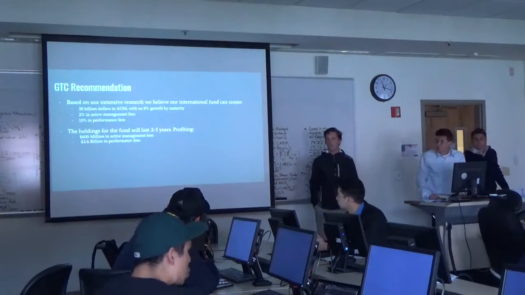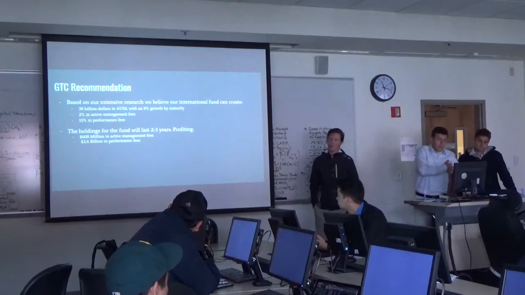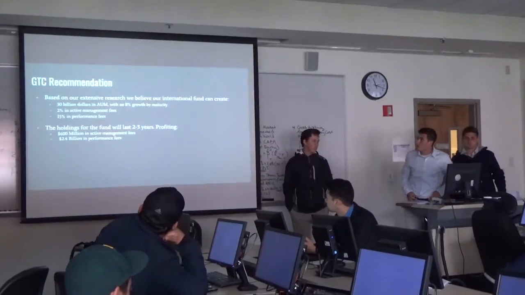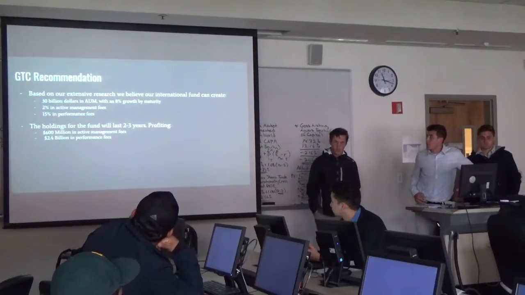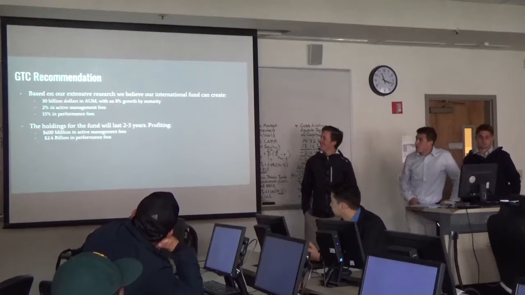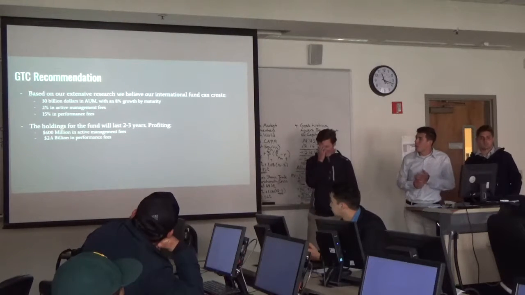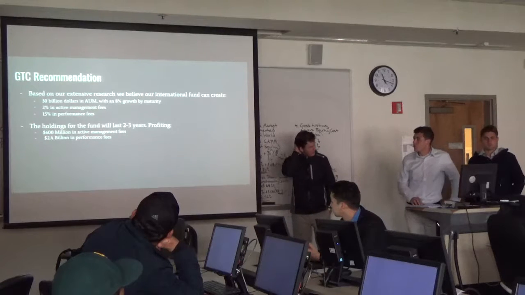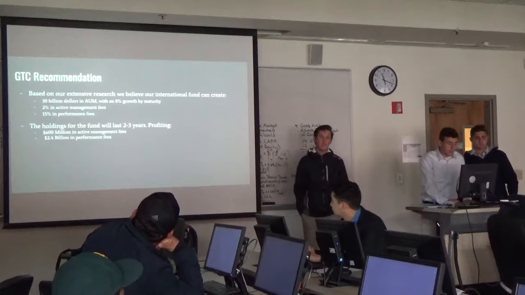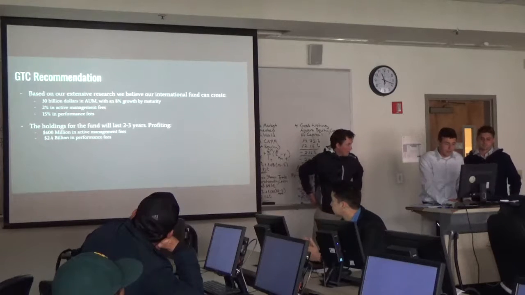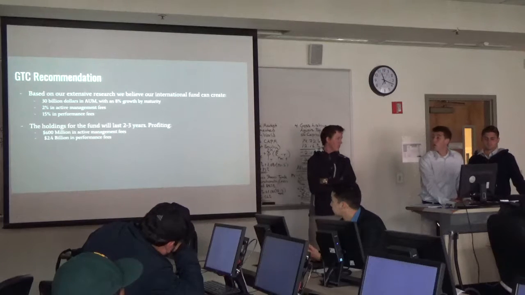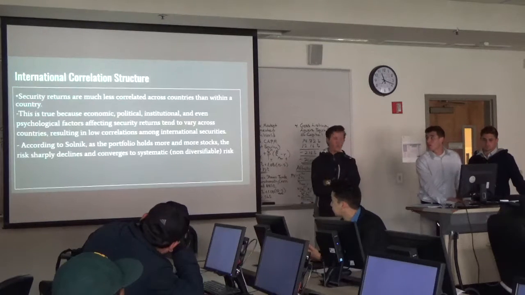Perfect. And this is our recommendation. What we want to do is create an international portfolio fund where the assets under management will be $30 billion, and it'll have an 8% growth by maturity. To make money, we'll make 2% in active management fees and 15% in performance fees. The holding is going to last 2 to 3 years, profiting $600 million in active management fees and $2.4 billion in performance fees, equaling a total of $3 billion.